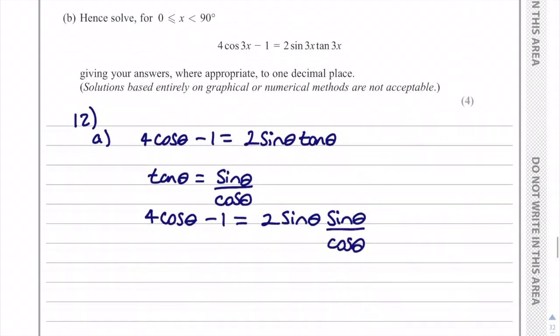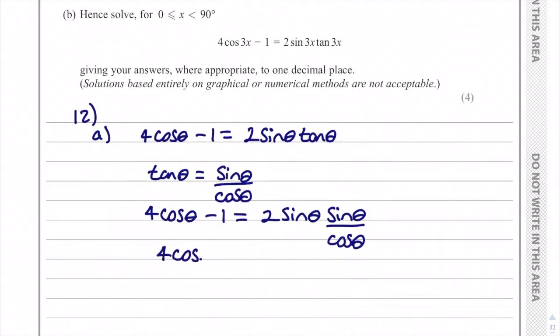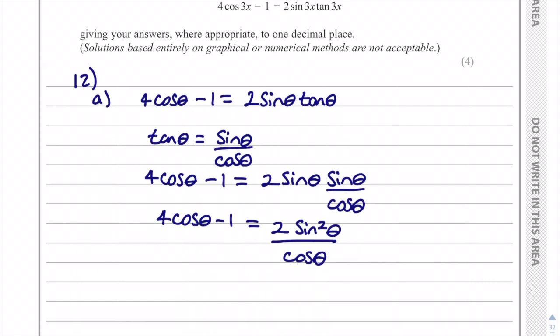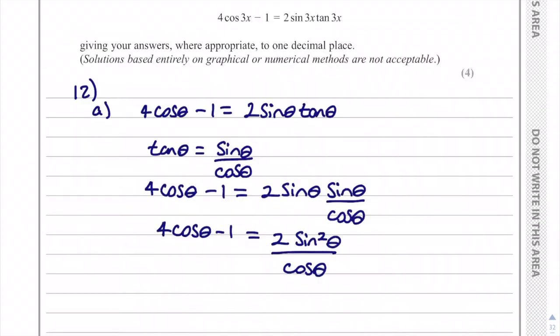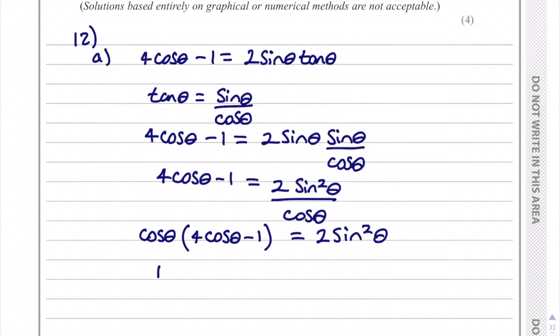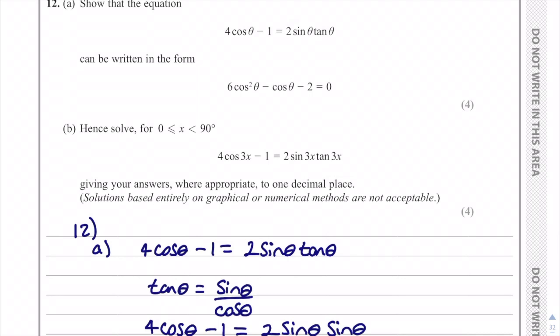Now, if we concentrate on the right-hand side, that's going to simplify to 4 cos theta minus 1 equals 2, then the 2 sine thetas is going to give me sine squared theta all over cos theta. Now, I can multiply both sides of my equation by cos theta. So I'm going to get cos theta multiplied by 4 cos theta minus 1, and that equals 2 sine squared theta. And if we expand the left-hand side, we're going to get 4 cos squared theta minus cos theta equals 2 sine squared theta.